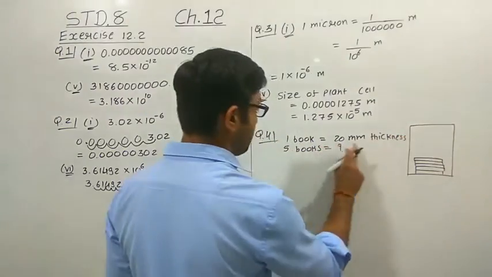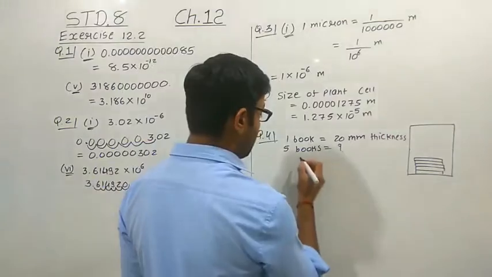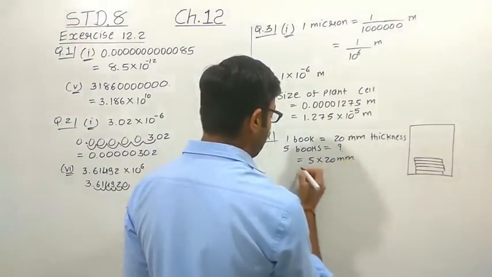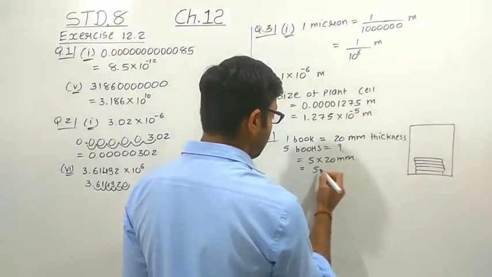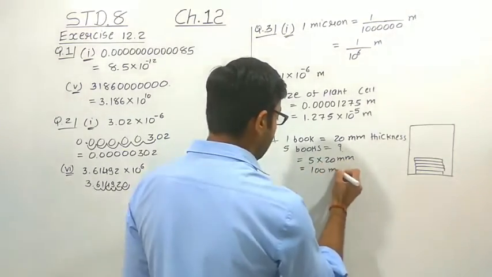If one book is equal to 20 millimeter thickness, then 5 books is equal to how much thickness? So 5 into 20 millimeter. So here we get the answer: 5 2s are 10, so 100 millimeter.